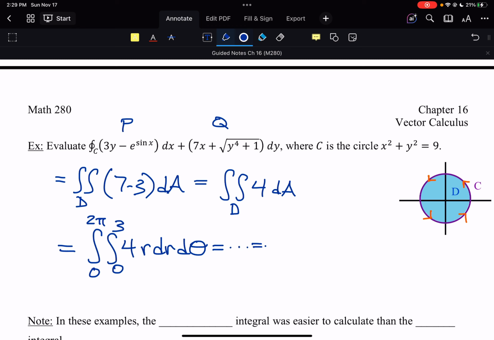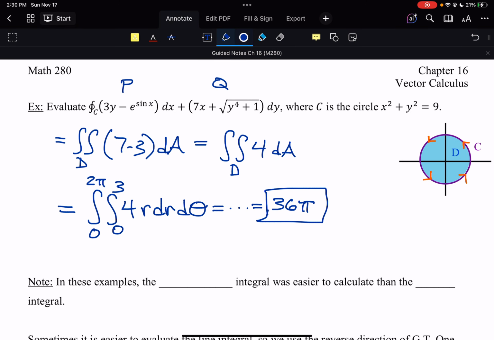And again, leave that as an exercise, but we can make quick work of this one. And we end up getting 36 pi as the value of that line integral, which in the setup of the problem looks absolutely horrible. But with one simple application of Green's theorem, it becomes a very manageable, I would even dare say simple, double integral with just a quick conversion to polar coordinates. So Green's theorem is particularly useful to us in turning more complicated line integrals into simpler double integrals. So note in these examples, the double integral was easier to calculate than the line integral.